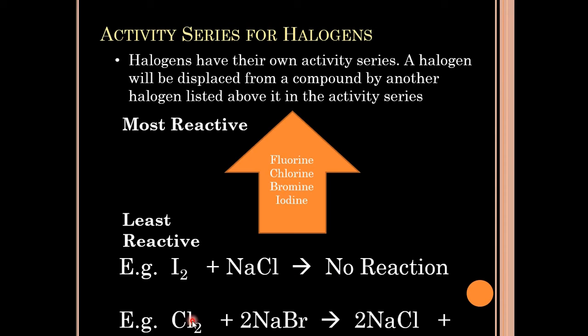Is chlorine strong enough to kick out bromine? And it is, because look, chlorine is above bromine. So the reaction does happen, and then you have to predict the products using crisscross rule.